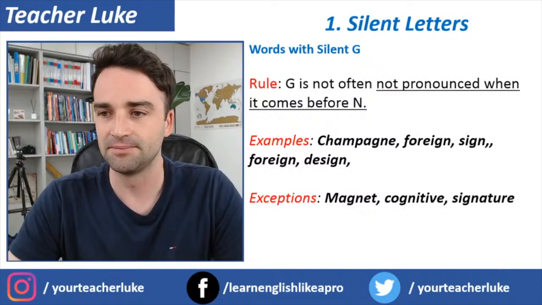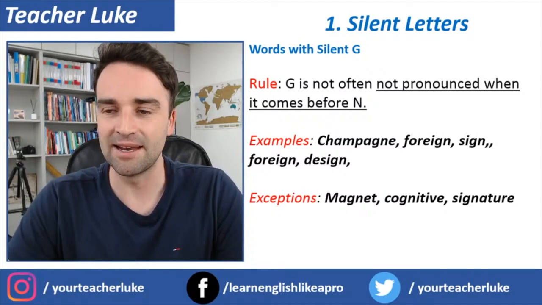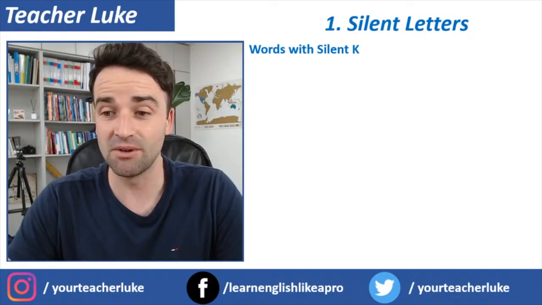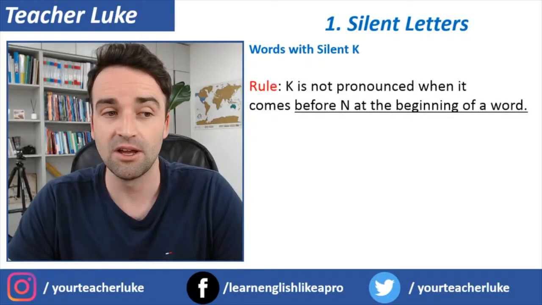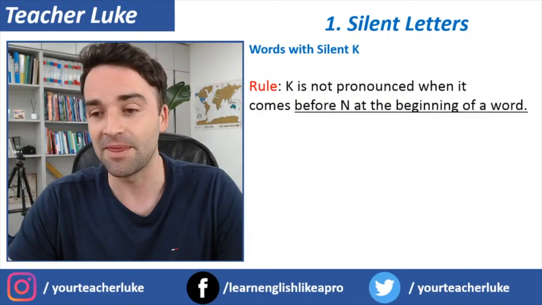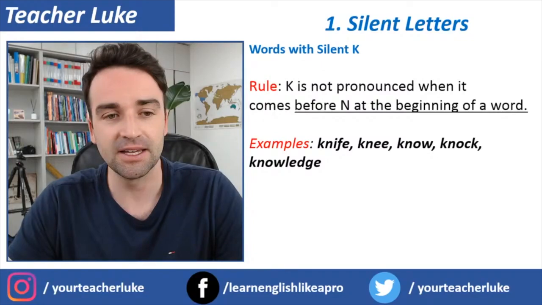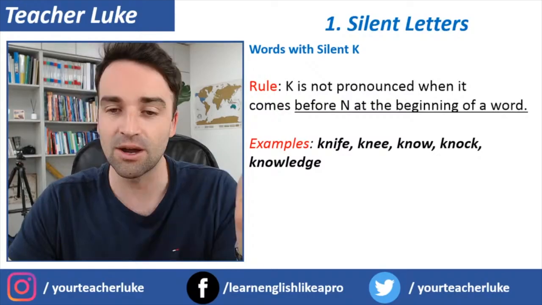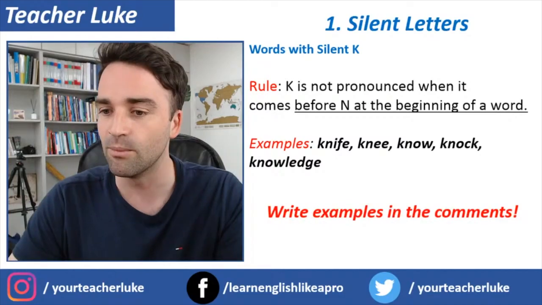Okay, next one. Yes, Zhonghua, we don't pronounce the red letters. Next one we have silent K. That's also a very common silent letter. K is not pronounced when it comes before an N at the beginning of a word. Examples: knife, knee, know, knock, knowledge. There's no K sound in these words. And this is very common. If you know of any more examples, please let us know in the chat box.